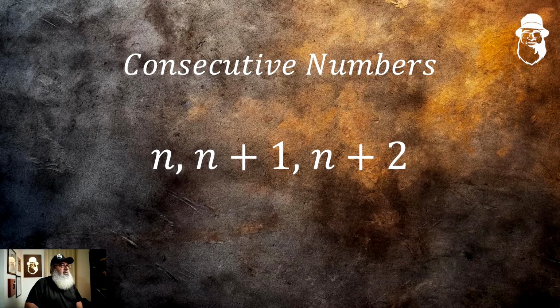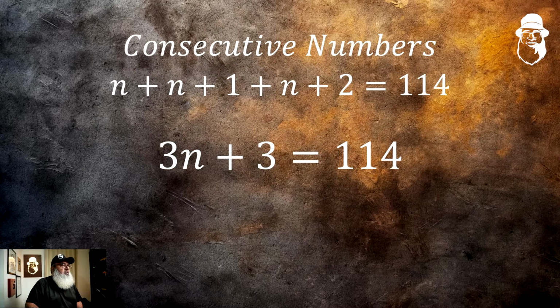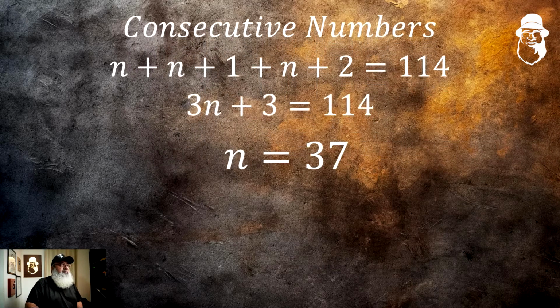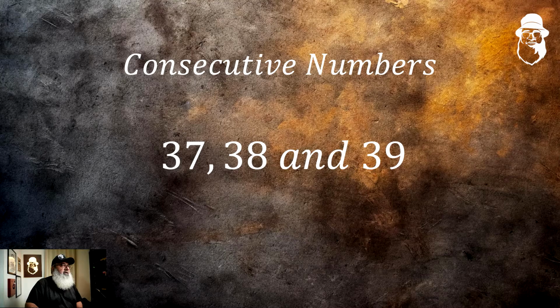So, it is given that they add up to 114. So, n plus n plus 1 plus n plus 2 is equal to 114. So, 3n plus 3 is equal to 114 and n is equal to 37. So, the numbers are 37, 38 and 39.